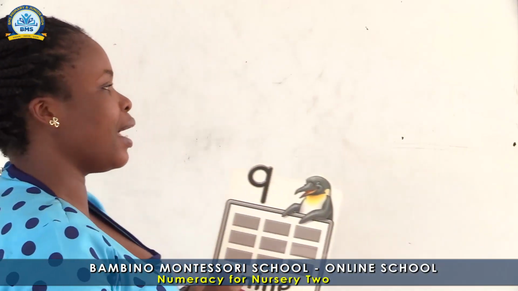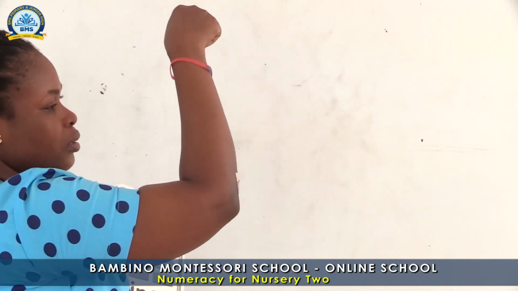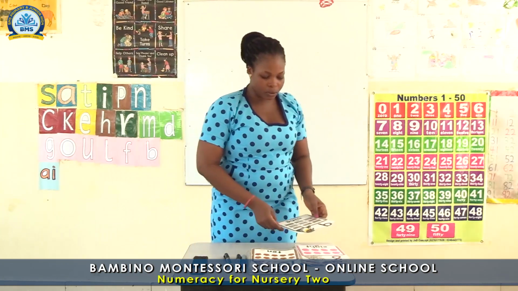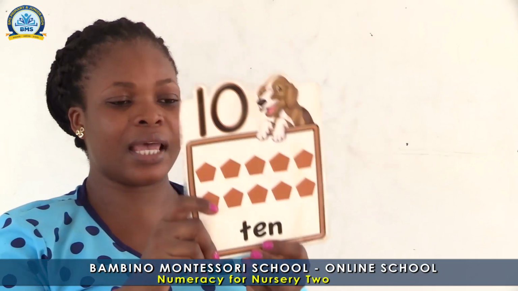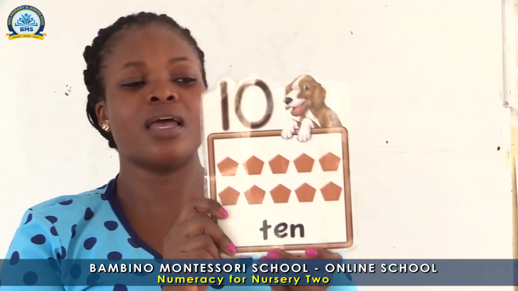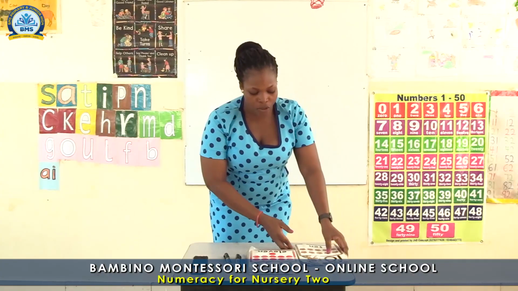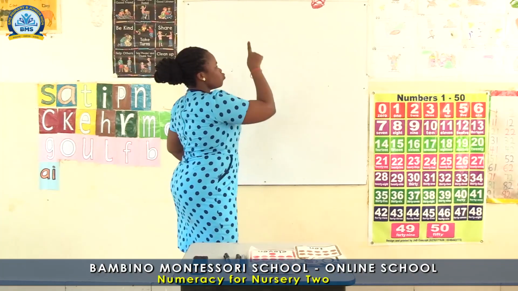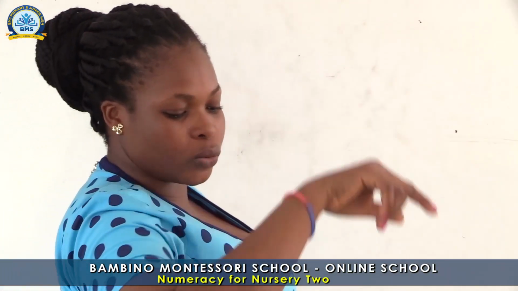How do we write 9? A stroke and a curve out at the top. Good. From 9 we go to the next number. 10. This number is what? 10. And how do we write it? We write 1 and what? 0. So 1 and 0 is what?